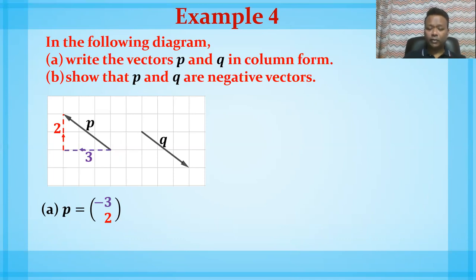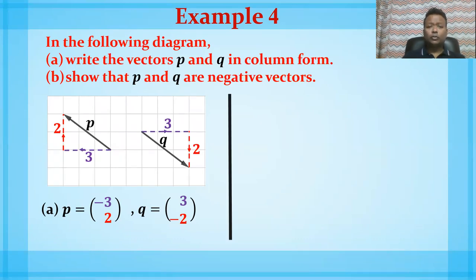Now we express the vector Q in column form by considering the horizontal movement from the starting point, which is 3 units to the right. So we put 3 in the first row. Next, we look at the vertical movement, which is 2 units downwards. So we write negative 2 in the second row. Now, in part B, to show that the vectors P and Q are negative vectors, either we show P is equal to negative Q, or we show Q is equal to negative P.